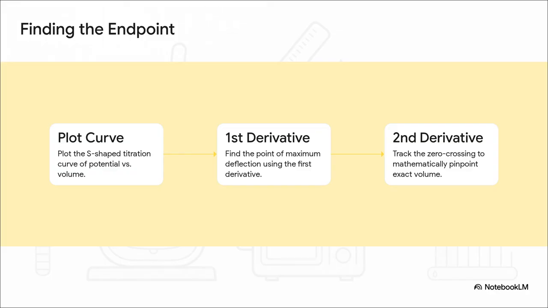The software takes your original S-curve data and computes the first derivative, which plots the rate of change. That instantly turns that steep slope into a very sharp spike, showing the maximum deflection. But it goes one step further to the second derivative. The second derivative measures the rate of change of the rate of change. Right at the true equivalence point, the second derivative completely changes sign, passing exactly through zero. By tracking this second derivative zero crossing using a finite difference approximation, the automatic titrator completely eliminates any guesswork. It mathematically pinpoints your true endpoint.